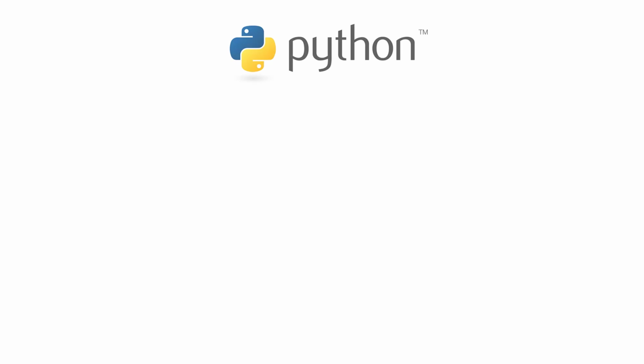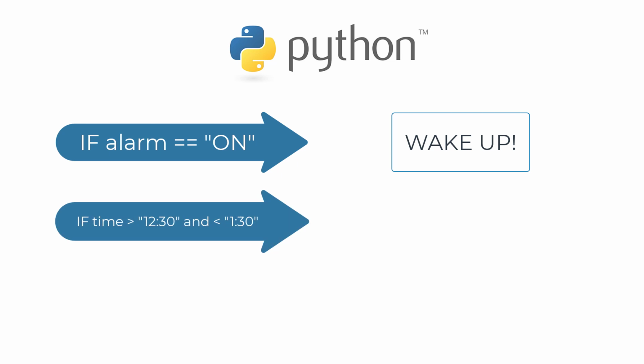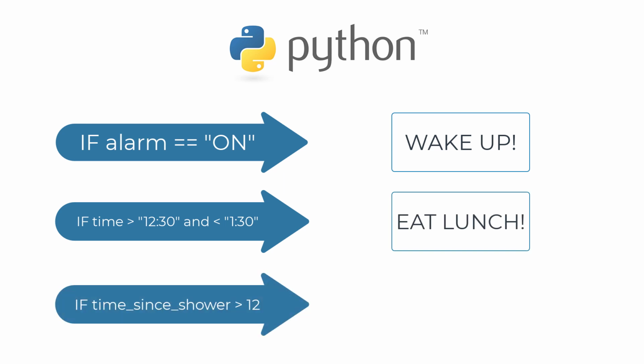Now, every single day, from morning until night, we are faced with so many decisions that we need to make. And many of these decisions come so naturally that we are essentially pre-programmed to respond. For example, if alarm equals on, then wake up. If time is greater than 12:30 and less than 1:30, then eat lunch. If time without shower is greater than 12 hours, then shower.